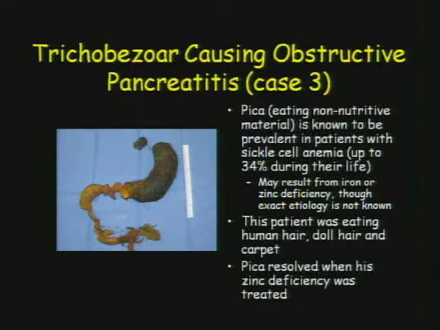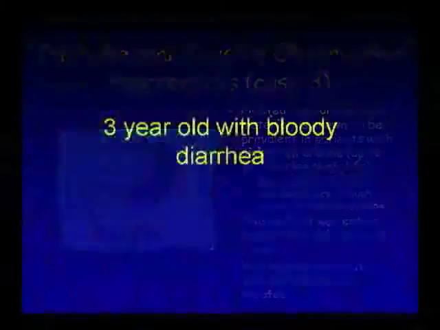He was eating carpet and doll hair and human hair. Interestingly, pica is very prevalent in patients with sickle cell disease. About a third of all patients will have it sometime during their life, and it may be from iron or zinc deficiency. This particular patient had a zinc deficiency, and his pica stopped when he got his zinc deficiency treated.